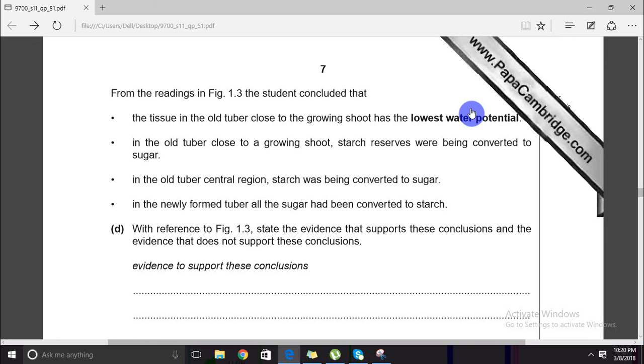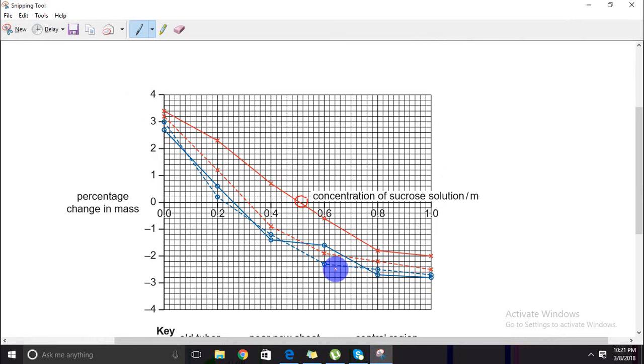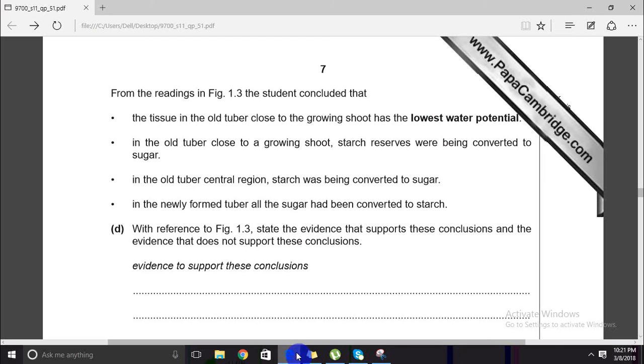In the old tuber central region, starch was being converted to sugar. That was also concluded. Does that make sense? Well, the water potential is fairly low there as well. So maybe, but conclude? And in the newly formed tuber, all the sugar had been converted to starch.